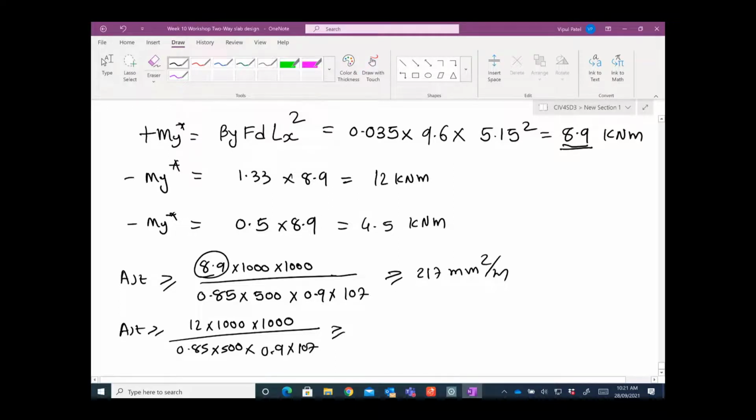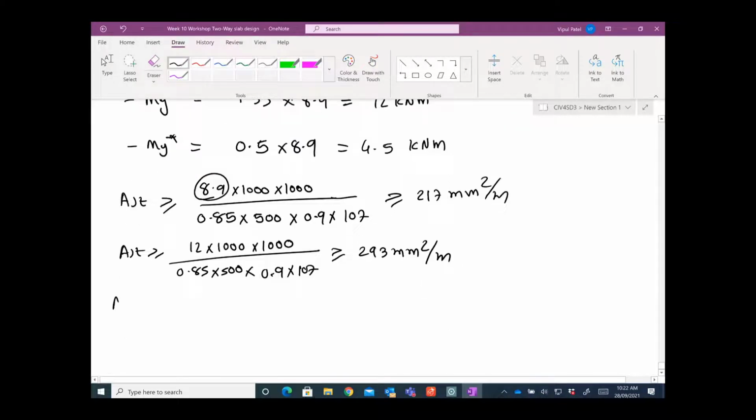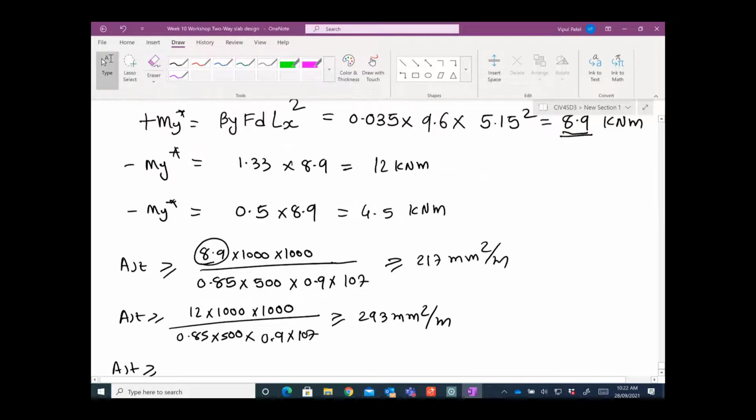We use that one. So in that case, 1200, 1000, 12.85 times by 500 times by 0.9 times 107. You get 293. This is at continuous edge. And AST, again, instead of 12, we're going to use 4.5.